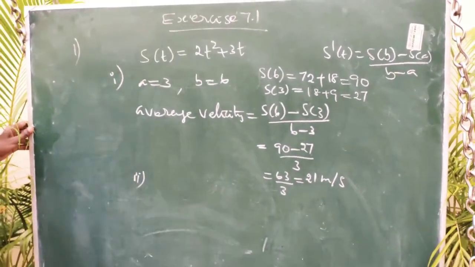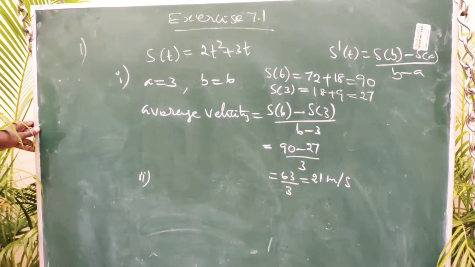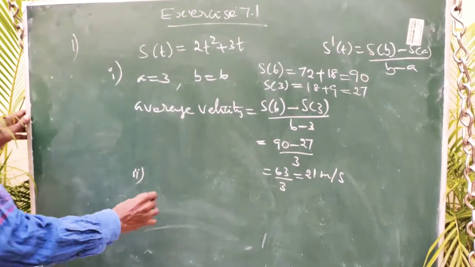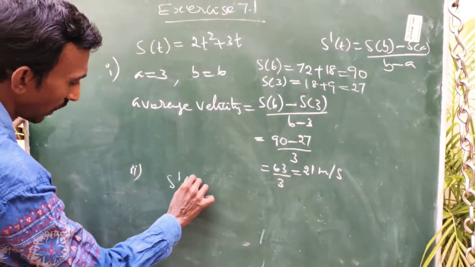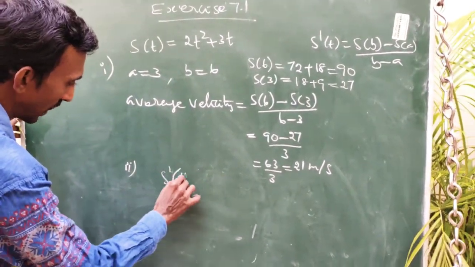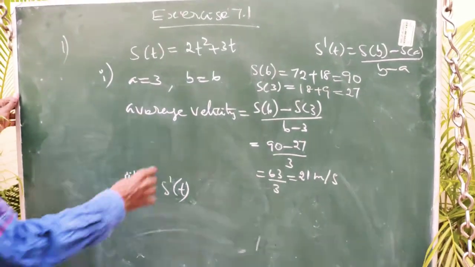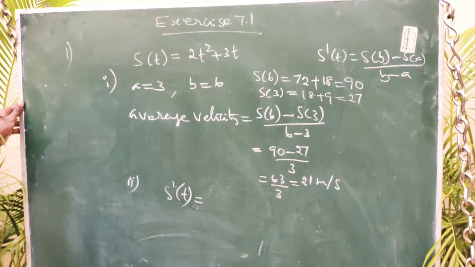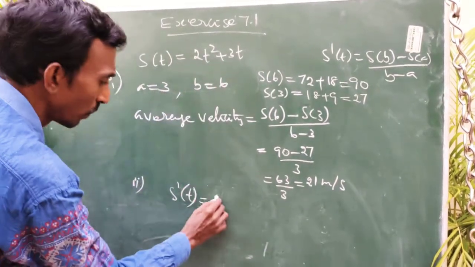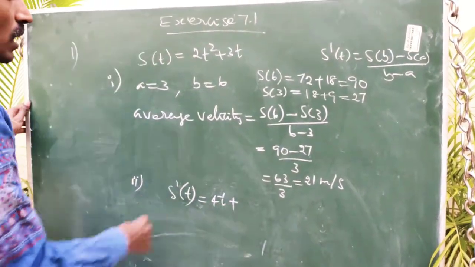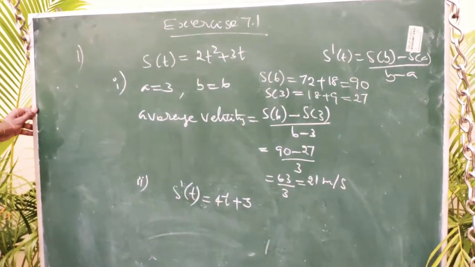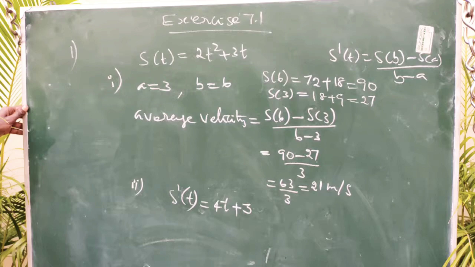Second subdivision, instantaneous velocity. That means we can find it by the direct first derivative. So find s dash of t, the first derivative. Differentiate s with respect to t. So 2 is a constant. Differentiation of t square is 2t. So 2 into 2, 4t. Plus 3 is a constant. Differentiation of t with respect to t is 1. So we are getting this one, s dash of t.